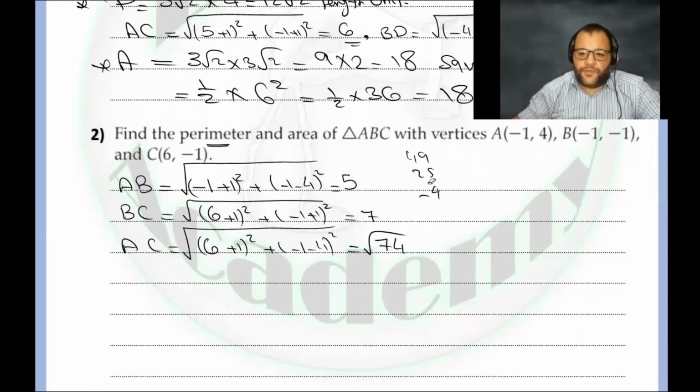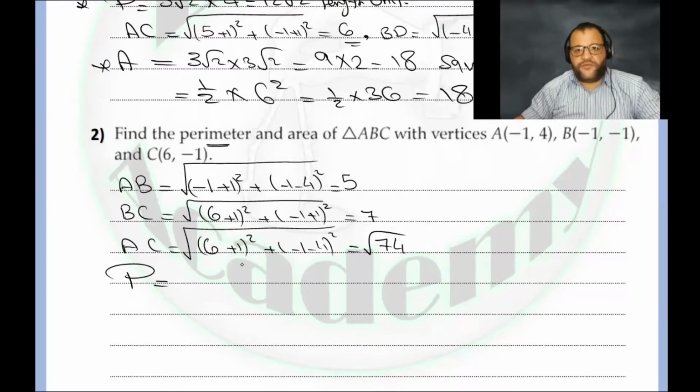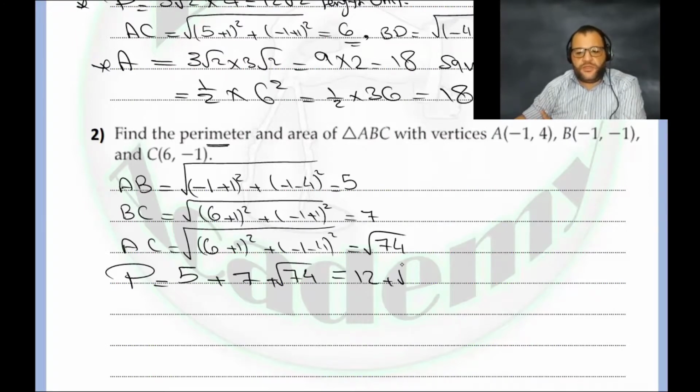Okay. So what is the perimeter for this shape? How can we find the perimeter? You just add all the sides: 5 plus 7 plus the square root of 74, which equals 12 plus root 74. If you need to round it, it will be approximately equal to 20.6.